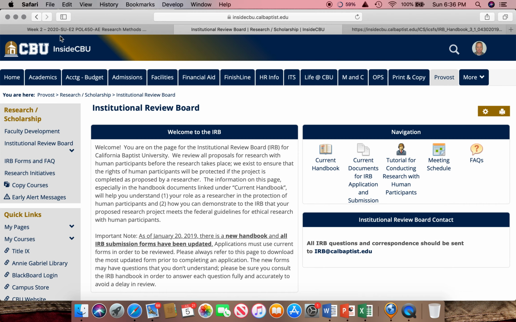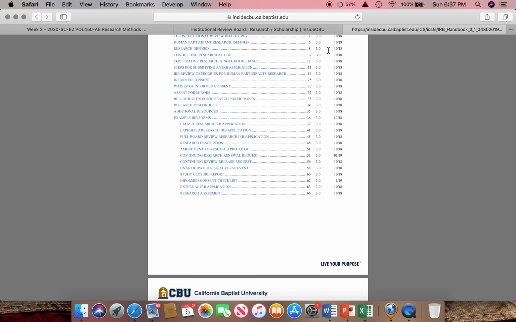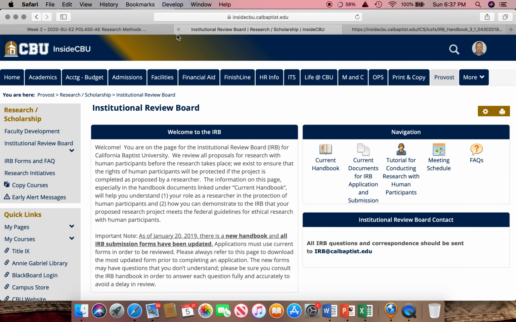So here I am on my Inside CBU. I've navigated to the Institutional Review Board on the Provost tab, and you can see that there's a link here for the current handbook. When I open up the current handbook, it's going to look like this: the Institutional Review Board IRB handbook. It's about 66 pages that we're going to read through and navigate, so that we have an understanding of the IRB process.